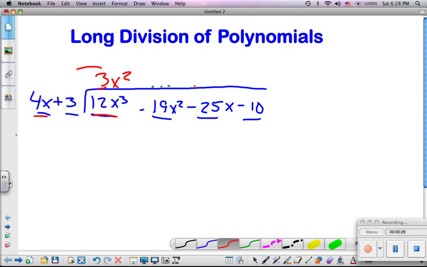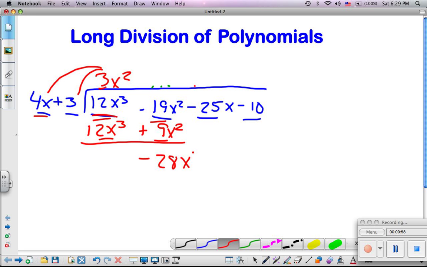Now I want to multiply the 3x squared times the 4x, which is going to give me a 12x cubed. It should match this term above it exactly, as that was our objective. Now we multiply the 3x squared times the 3, which is going to give us a plus 9x squared. Notice I'm lining these up. And now I'm going to subtract, so the 12x cubed minus 12x cubed is going to give us a 0. The 19x squared minus 9, you've got to be careful with the signs here, gives you minus 28x squared. Let's go ahead and bring the rest of this stuff down, the minus 25x and the minus 10.